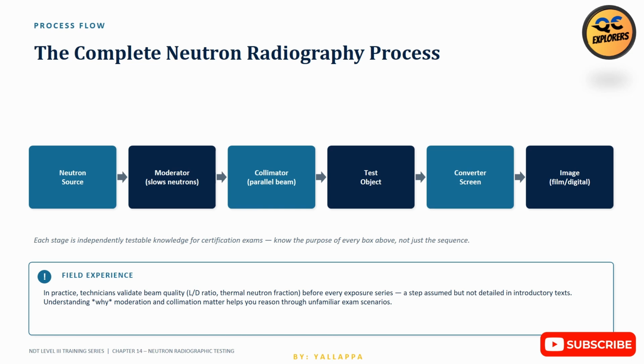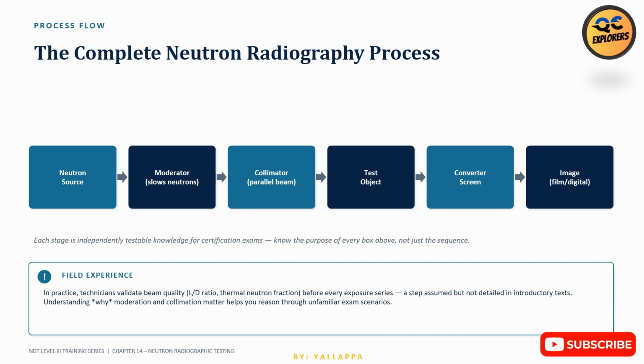The transmitted neutrons then reach the converter screen. Since neutrons cannot directly expose conventional film, the converter transforms neutron energy into secondary radiation or visible light. Materials such as gadolinium are commonly used because they efficiently convert neutron interactions into detectable signals while maintaining excellent image resolution. Finally, the image is captured using radiographic film or a modern digital detector.